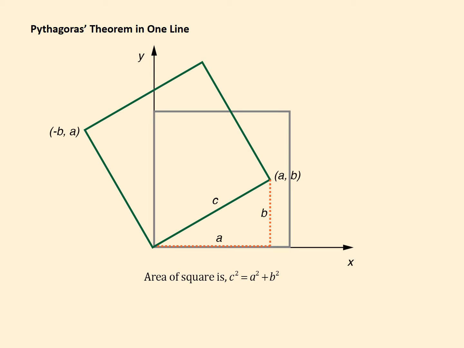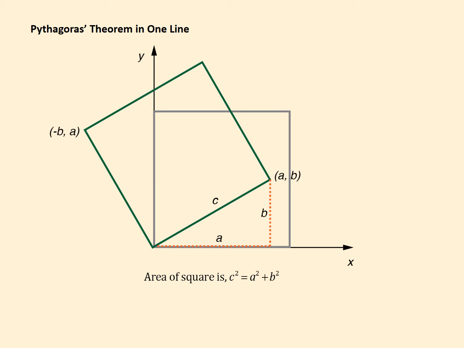We can then apply the rule to these two pairs of coordinates to give the area of this square, because after all a square is a parallelogram, and so the area of the square is a squared minus b times minus b. But the area of the square is also c squared, and hence c squared equals a squared plus b squared.